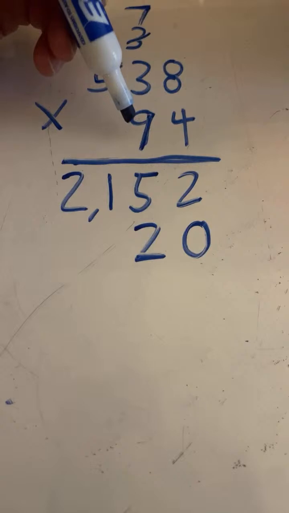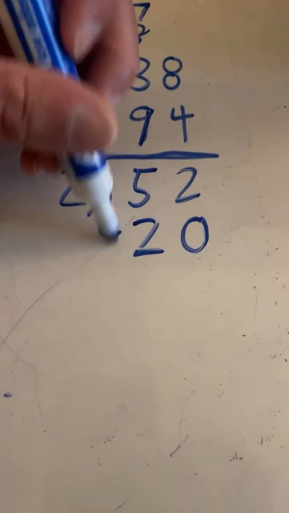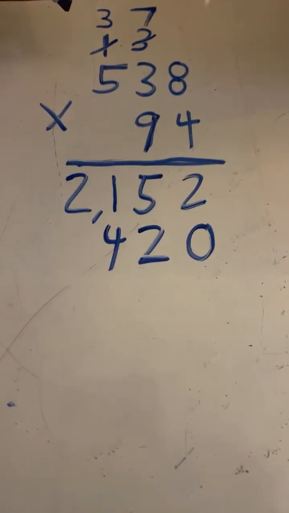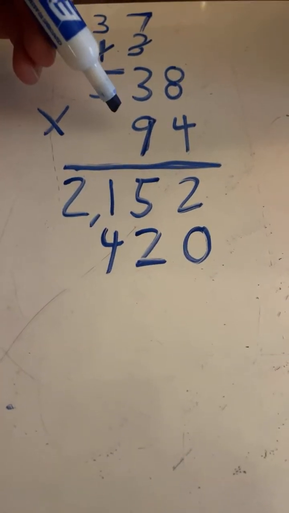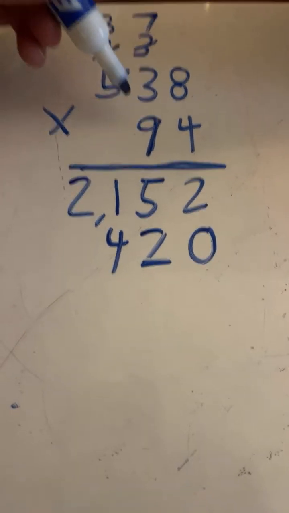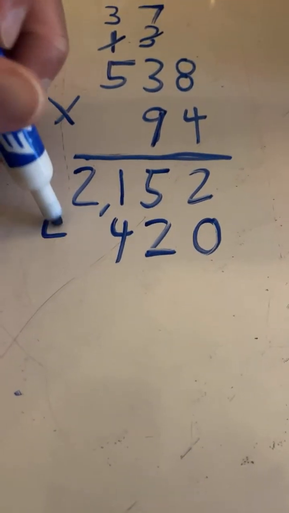3 times 9 equals 27, plus 7 equals 34. 4 carry the 3. 5 times 9 equals 45, plus 3 equals 48.